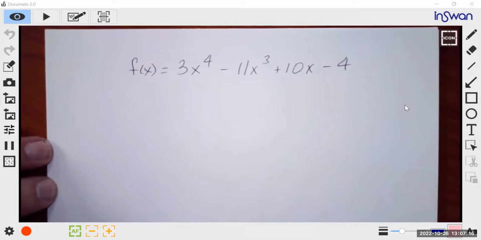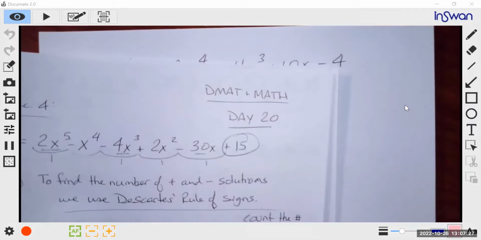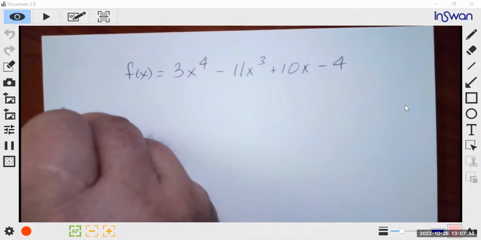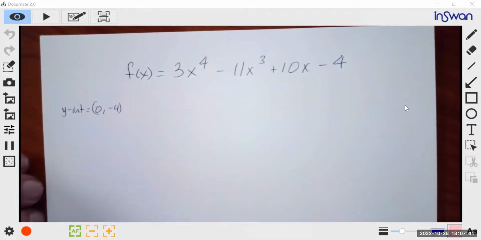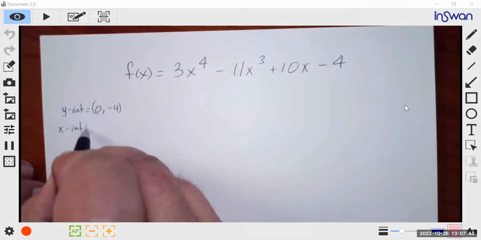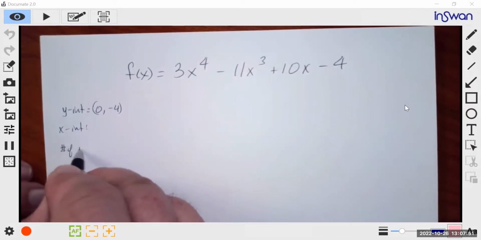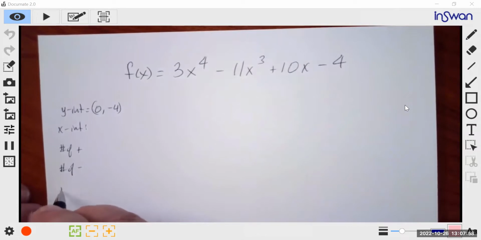We're doing the same things. We're going to find the, we never found the y-intercept. The y-intercept is the constant, it's 15. Yeah, so this one, the y-intercept is negative 4. It's 0, negative 4. That's the y-intercept. The x-intercepts, we have to solve for them. Number of positive, number of negative solutions, and all possible solutions.